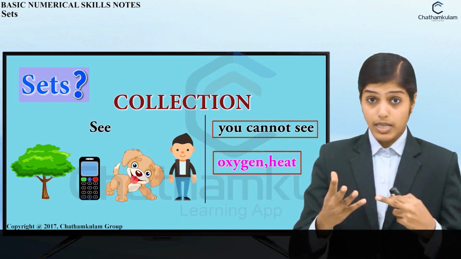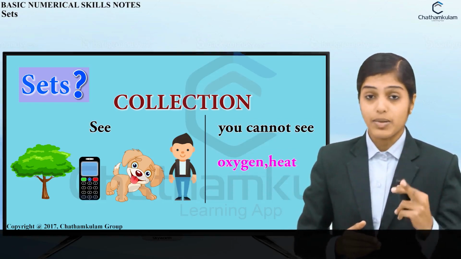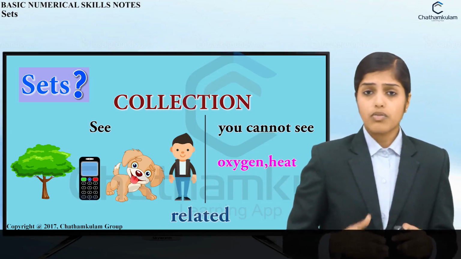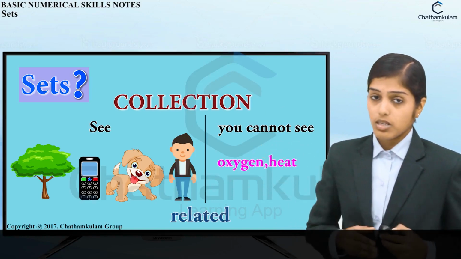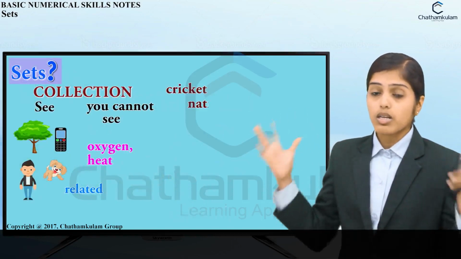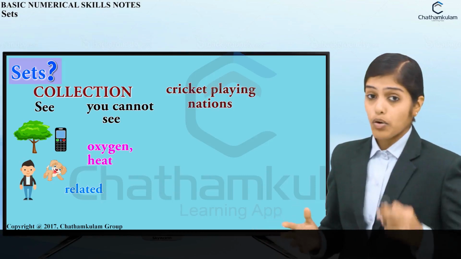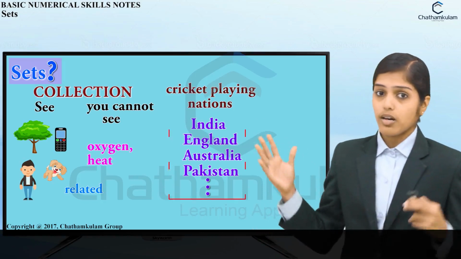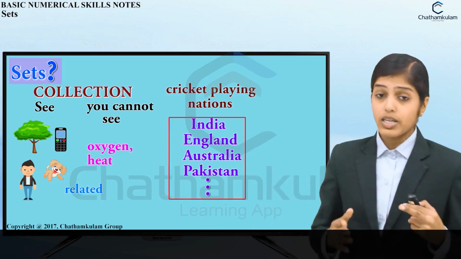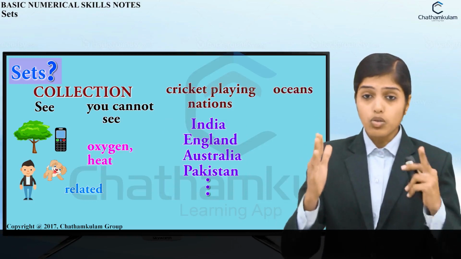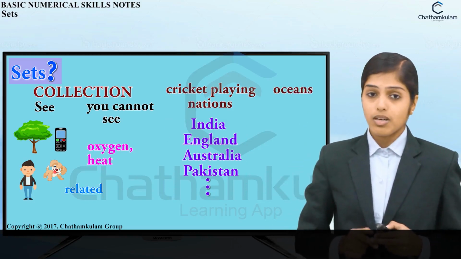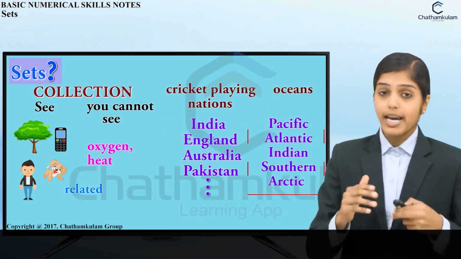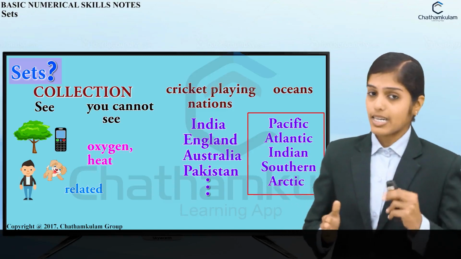So a set is a collection of elements? Yes, but they have to be related in some way. Okay, so let us look at a few more examples to understand better. So try to list down all the cricket playing nations you know of. I would probably have said India, England, Australia, Pakistan, etc. Now try to list all the oceans that you have heard of. If you didn't know, there are 5 oceans in this world: Pacific, Atlantic, Indian, Southern, Arctic.